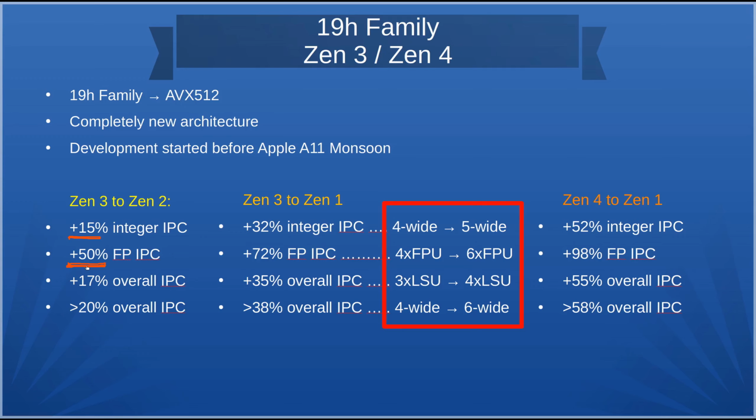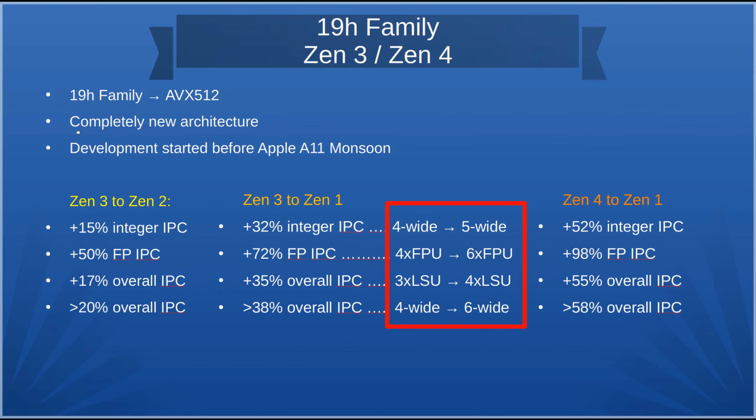This is a major architecture change, and it perfectly fits this 50% rumor. And overall IPC should be 17%, because most code doesn't use floating point operations much, so the overall IPC will not be as good as the theoretical floating point gain. And some rumor says that we can expect more than 20%.